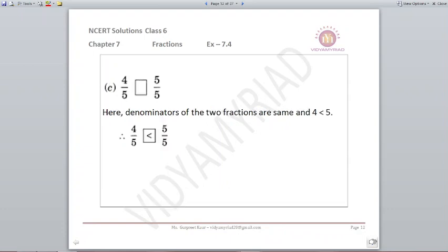4 upon 5 and 5 upon 5. Denominator is same, 5. So just look into the numerator. 4 is smaller than 5. So we will put the sign: 4 upon 5 is less than 5 upon 5.